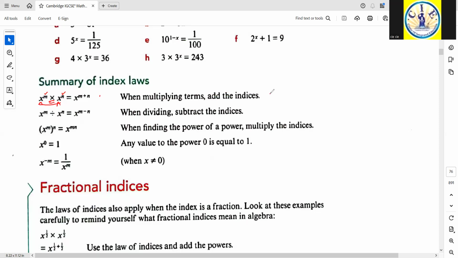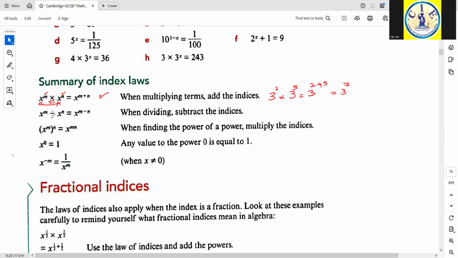Like, for example, we have got a number 3 with power 2 and another 3 with power, let's suppose, 5, and we need to multiply them. In that case, we will write the base, which is 3, only once, and their powers are going to be added, 2 plus 5. So 3 raised to power 7 is the answer. That is the use of this rule.